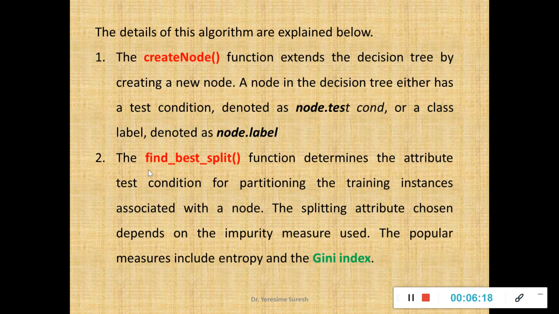Second component, finding the best split, determines the attribute test condition for partitioning the training instances. That's what I said. I'm supposed to split the attribute into A and B. Which is the best one? That is what I'm doing, partitioning. The splitting attribute chosen depends on the impurity measure used. That's what I'm talking about. Whether I'm using the Gini index, or entropy, or the misclassification error rate. The popular measures include entropy and the Gini index. And the problems that we have solved are basically on the Gini index. I'll be giving assignments, you can replicate the same.